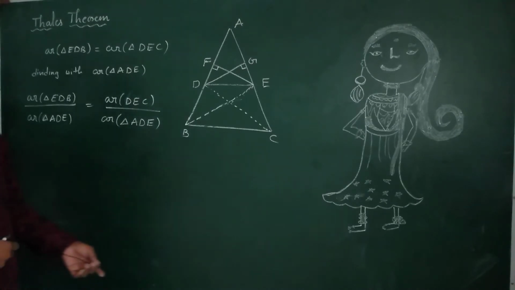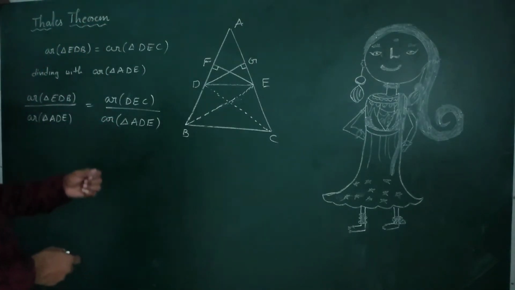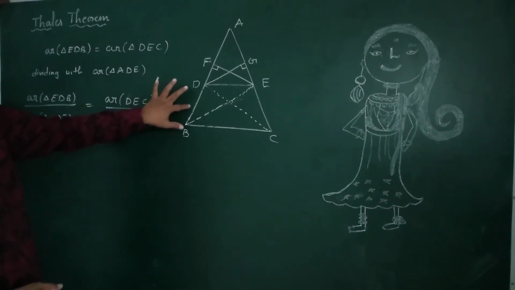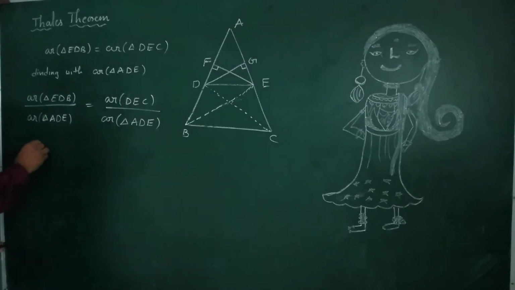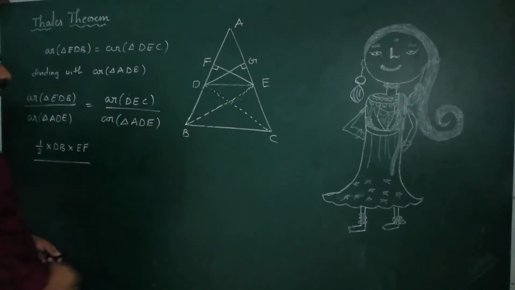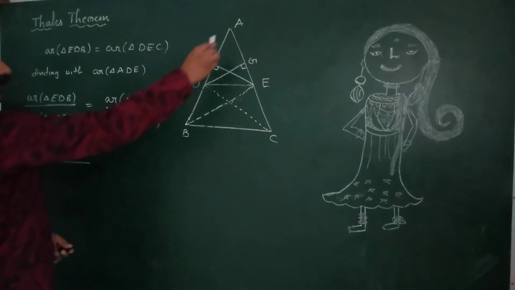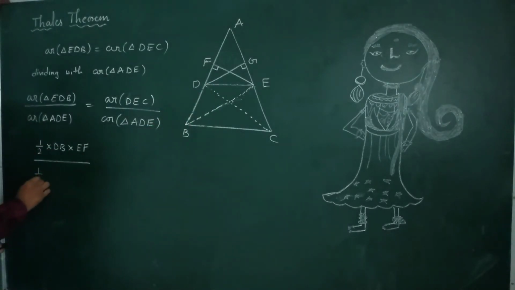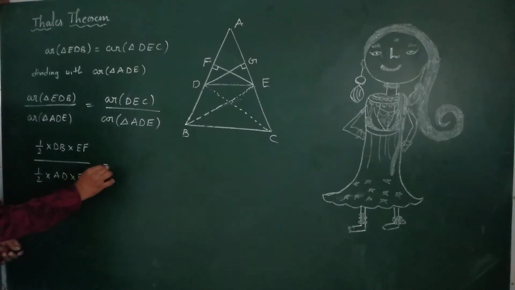Now you know the basic formula for the area of a triangle: half base into height. If you see the area of triangle EDB, if I take DB as the base, then the height will be EF. So half into DB into EF. For the triangle ADE, I will take the base as AD and height as EF. So half AD into EF. That is what I have written for the areas of the two triangles.